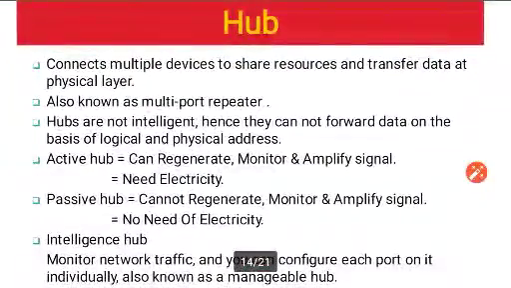If we summarize the whole portion on hub, a hub connects multiple devices to share resources and transfers data at the physical layer. So it works in the physical layer of the OSI model. It is also known as a multi-port repeater. I hope all of you have understood why we call it a multi-port repeater. Hubs are not intelligent, hence they cannot forward data to a particular destination address. It cannot identify, okay, the logical and physical addresses.